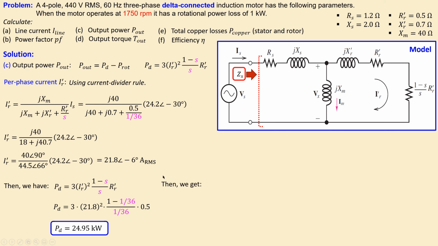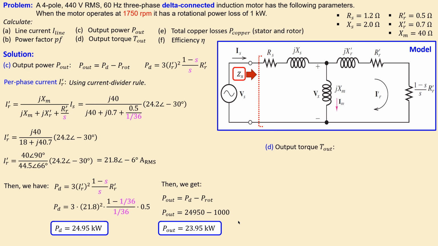Now we are very close to the P out. P out will be the developed power minus the rotational power loss, which is just what we have here, minus 1000. You will get then 23.95 kilowatts. The next one is the output torque. Output torque is related to the output power and the rotational speed, which is given here, what we needed in radians per second. So we need to convert this using the formula. This is in RPM, this is in radians per second. We have this, so we can just calculate this using this formula, and we have now 183.3 radians per second.